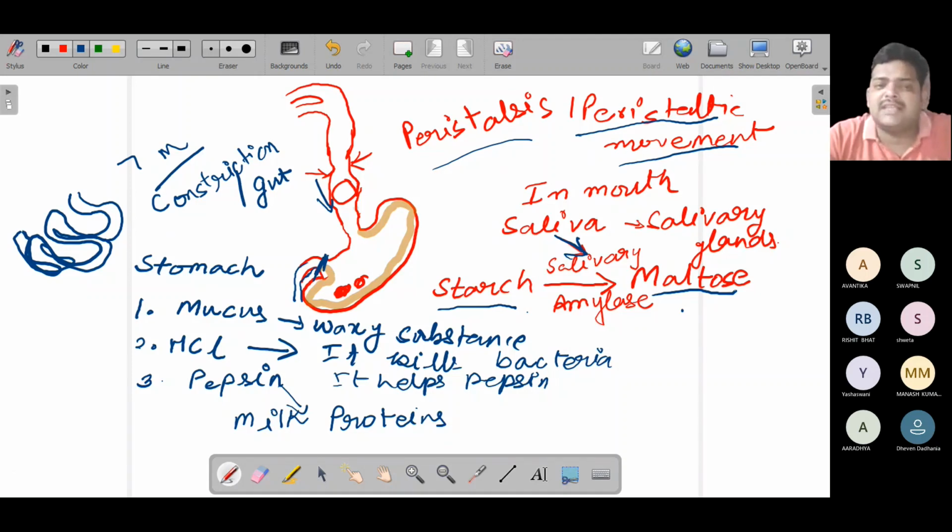Now, this small intestine is called a small intestine because it has a small diameter. Its diameter is very small. That is why it is called the small intestine. Then you have the large intestine. So this structure I'm showing once more.